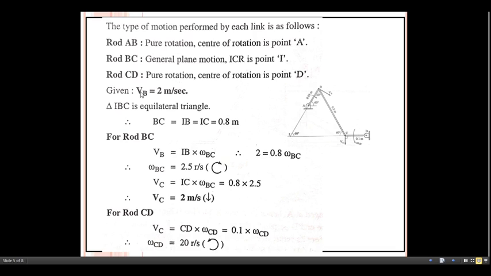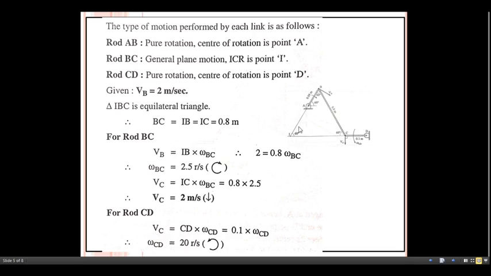Okay, now this information is already written here. The rod AB possesses pure rotation about the center A, then BC possesses general plane motion, then CD possesses pure rotational motion. In this case, the information regarding the linear velocity at point B, that is 2 meters per second, is given.